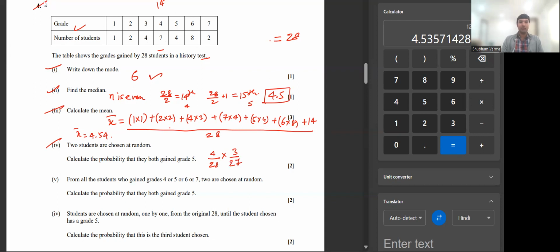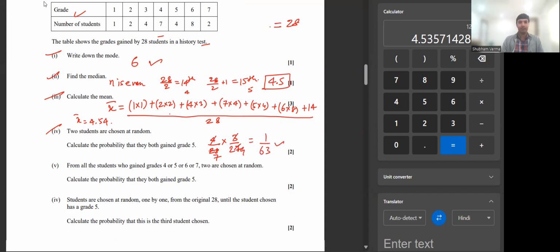okay, continuous. 2 students are chosen at random. Calculate the probability that they both gain grade 5. So 1 is already taken up. Right. So what is the probability of first child to get grade 5? 4 by 28. Then second one, because 1 is already done, I have to subtract also. So 4 sevens are 28, 3 nines. So what do we get? 1 divided by 63. That is the answer.